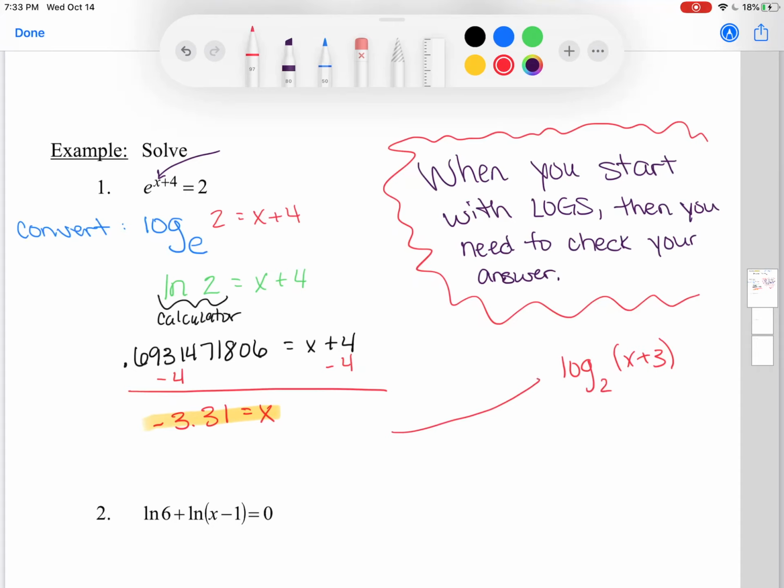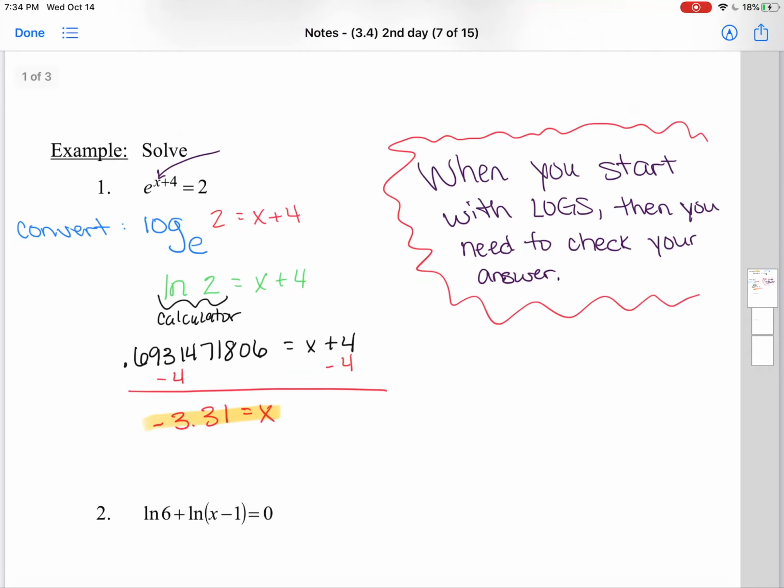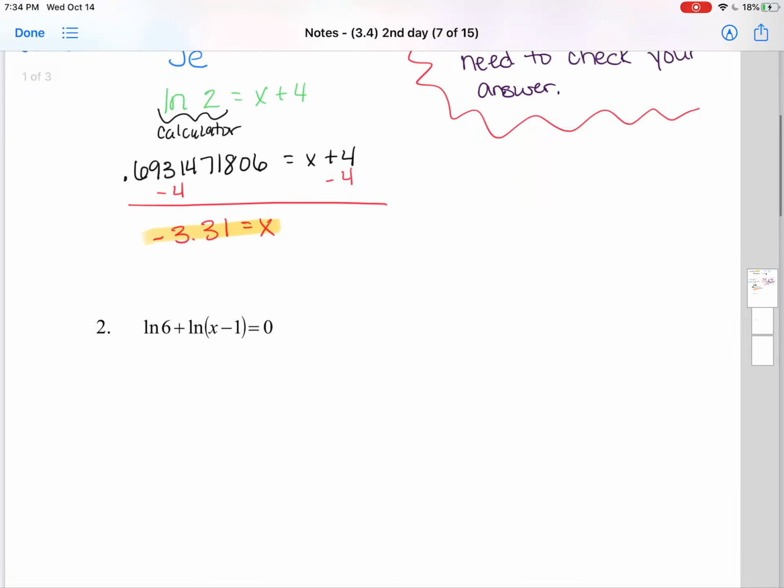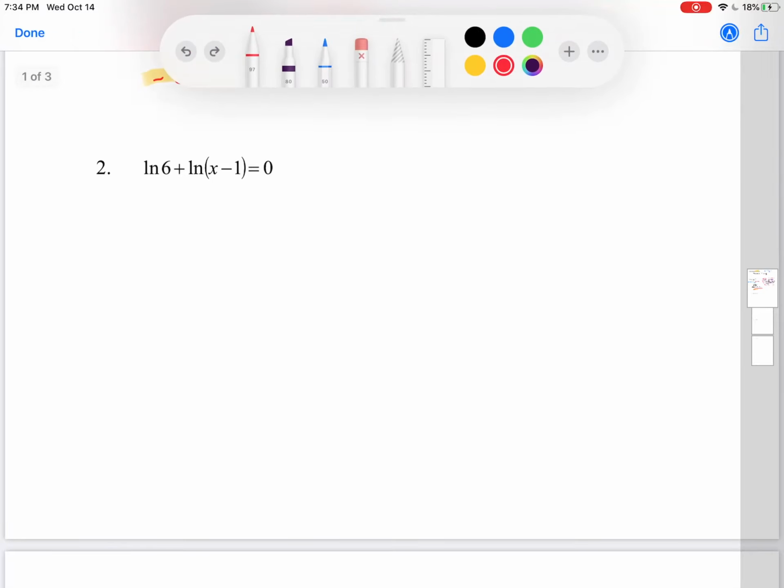So if I had a function that said something like log base 2 of x plus 3 at the beginning of my problem, that's when I would have to check my answer, plug it into x, and check for zeros or check for a negative. If that ever comes out 0 or negative, then you automatically have no solution. But again, we did not have to do that here because it gave it to us as an exponential at the very beginning. So don't forget that step to check.